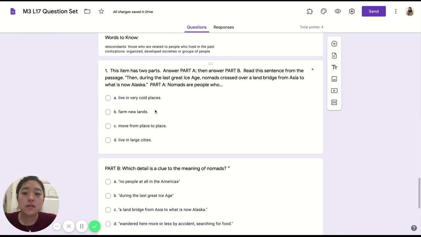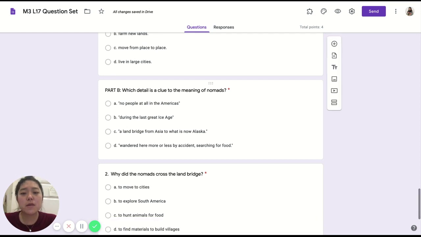Okay, so number 1 says, this item has 2 parts, answer part A, then answer part B. Read the sentence from the passage. Then, during the last great ice age, nomads crossed over a land bridge from Asia to what is now Alaska. Part A, nomads are people who A, live in very cold places, B, farm new lands, C, move from place to place, or D, live in large cities. So again, you need to reread the pages to see any context clues around the word nomads to see what you think nomads are, or what kind of people nomads are. Okay. Then part B is, which detail is a clue to the meaning of nomads? So what specific clue in the text helped you understand what nomads means?